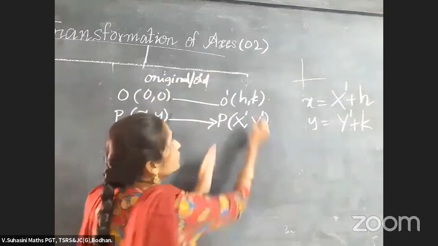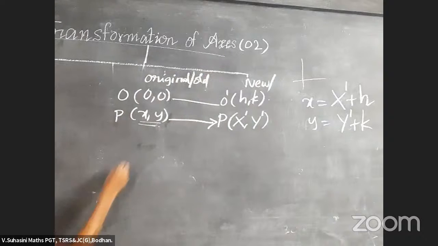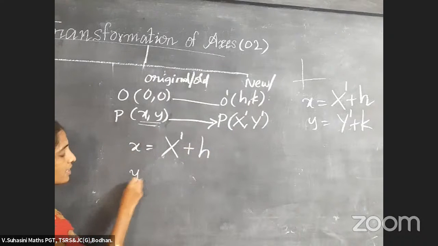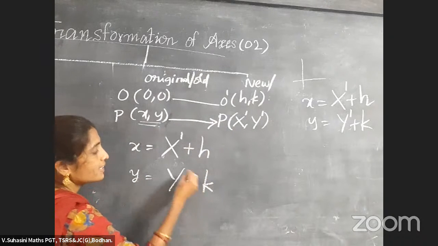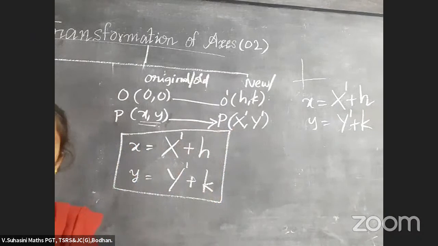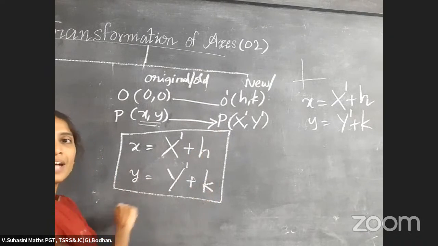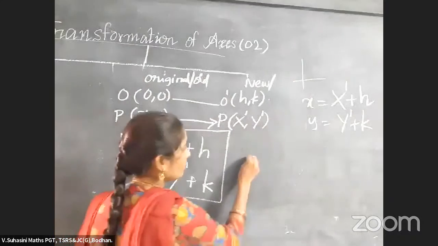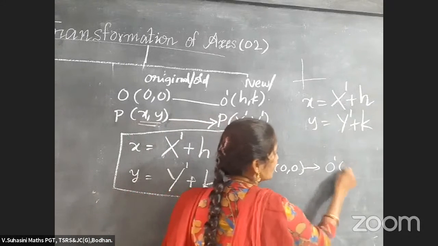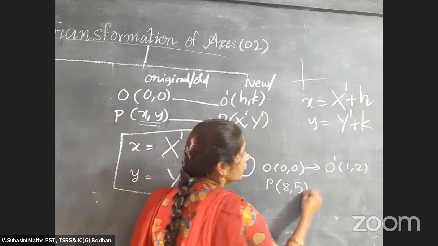And this is with reference to the new system, a transformed system. Then what are the relations? Small x is equal to capital X plus h, or x dash plus h. Small y is equal to capital Y plus k, or y dash plus k. These are the two important relations derived yesterday, used to find one of the values if the other two are provided. Suppose the origin is shifted from 0, 0 to O dash 1, 2. Find how P 8, 5 changes.